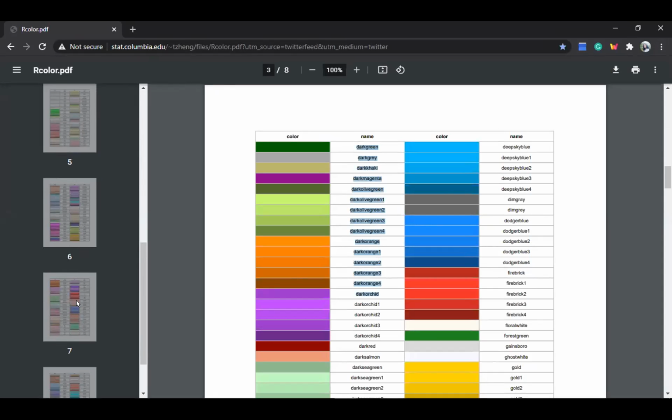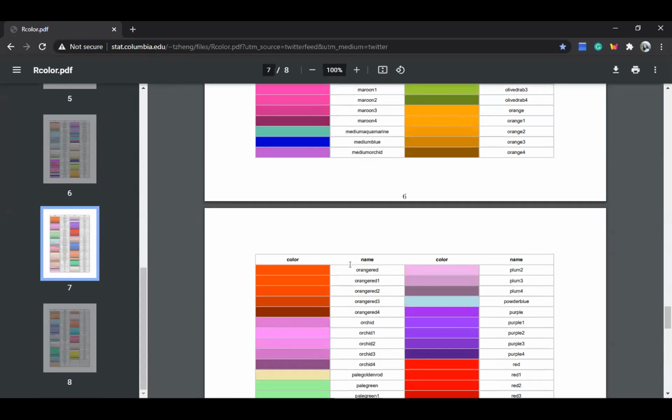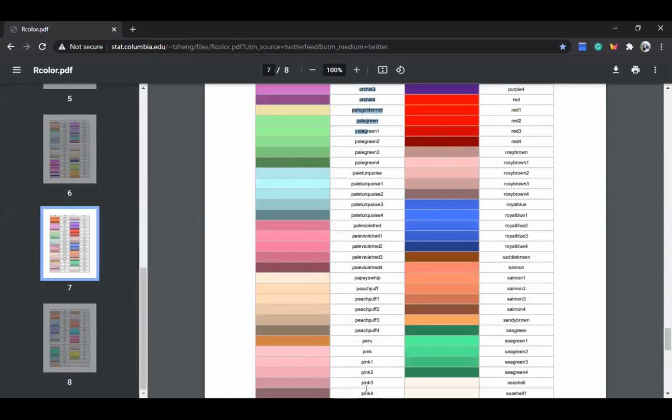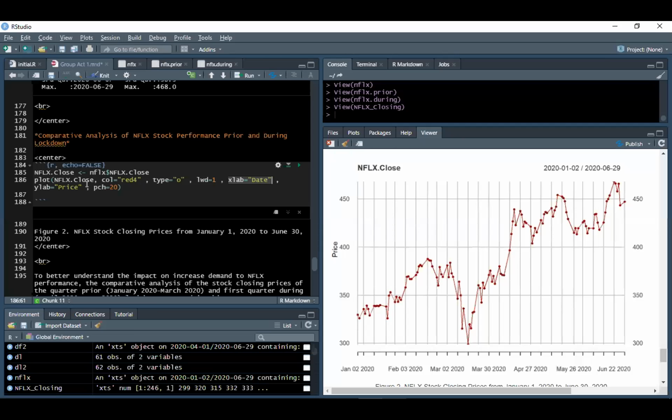For reference. Yes, sir. And then this is what we use, red 4. So in the col equals, you just put the name, anywhere that is readable. And then the pch, which was discussed by Sir a while ago, which is the plot character.